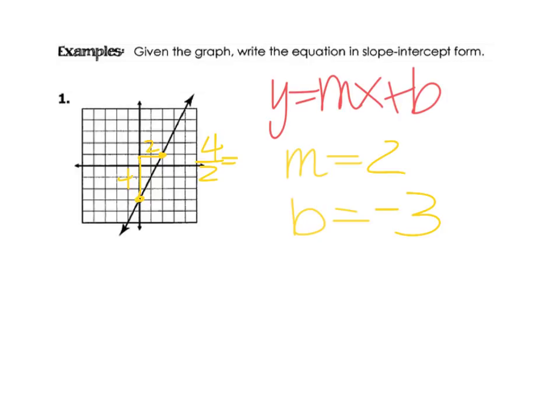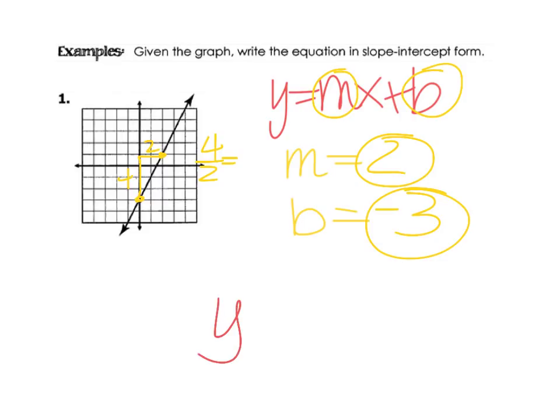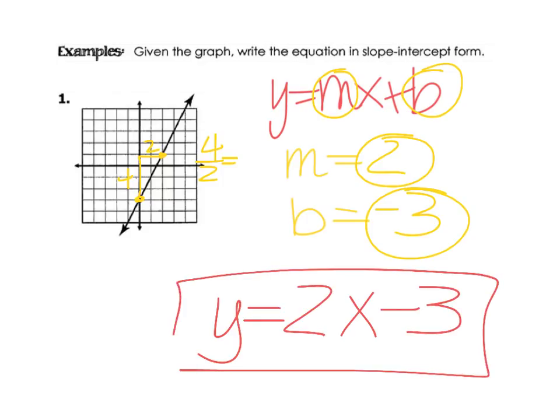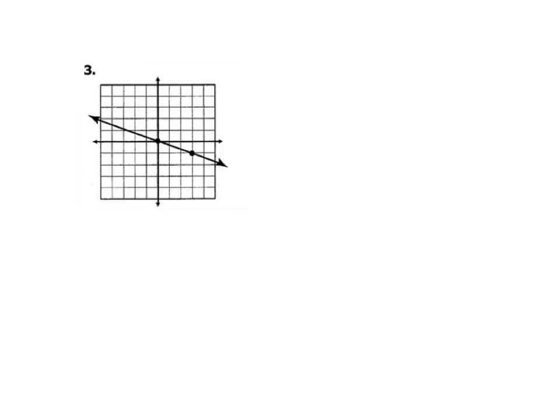Okay? Now, we want to plug our m in for here and our b into here. So if we wanted to write an equation of the line in slope-intercept form, we leave our y and we leave our x alone, and we plug in our m and our b. And there's our equation of the line in slope-intercept form given the graph. All right, let's practice on one more example.